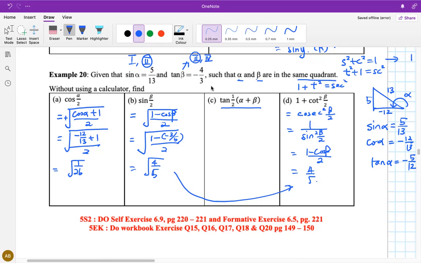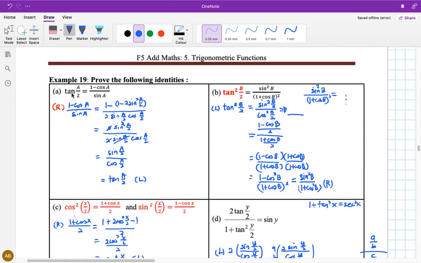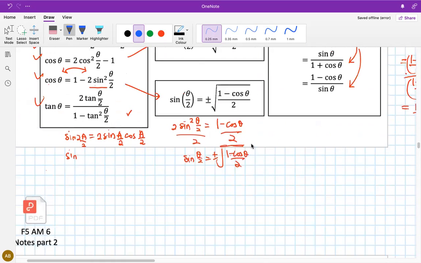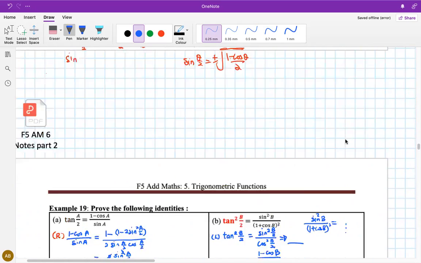Okay, now how to solve this question? All right, so this one I leave it to you. The answer is negative 1 over 7. The clue here is tangent of half of alpha plus beta. Either you can use this, or you can use this or this to solve.